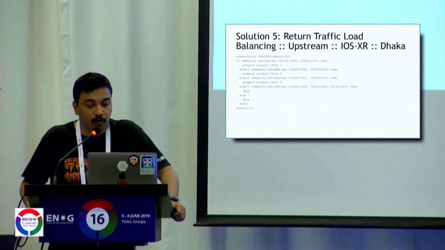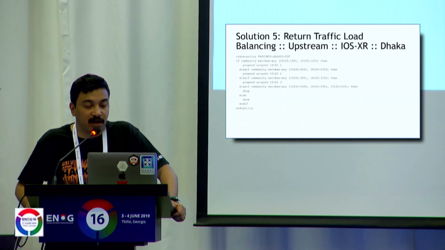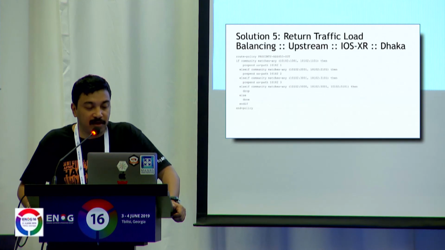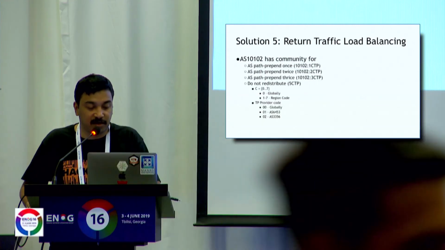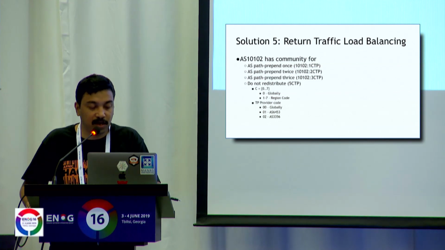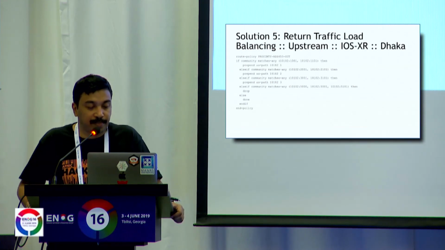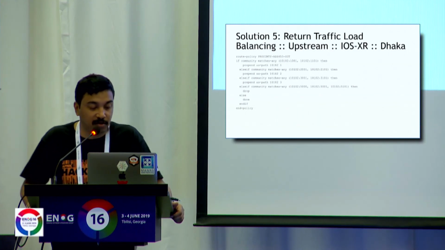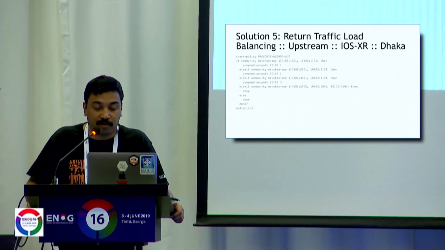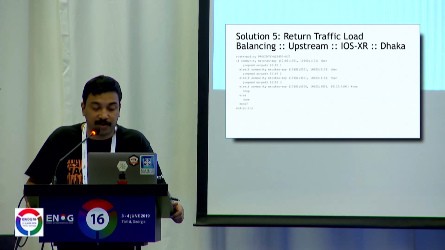So what we are doing when we are advertising towards our upstream provider, Tata Communications, is trying to match communities with 1001 and 1101, as mentioned earlier. That is, if the first digit is 1 and the second digit is global or the Asian region. This is how you can see that we are prepending AS10102 once, twice, or thrice, or even dropping if the community matches 5000, 5001, or 5101.